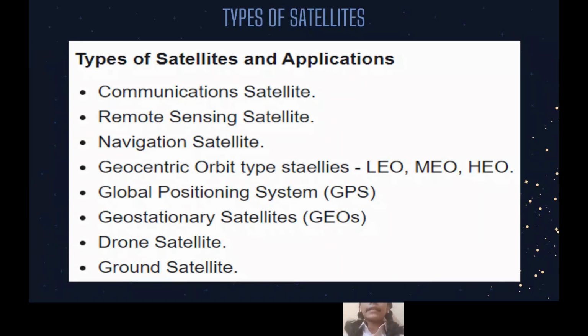Types of satellites. Communication satellite, remote sensing satellite, navigation satellite, geocentric orbit type satellites: LEO, MEO, HEO, global positioning satellite, GPS, drone satellites, ground satellite.